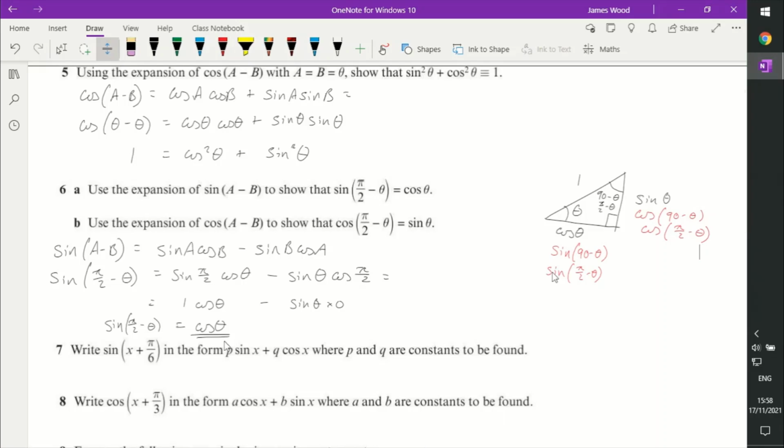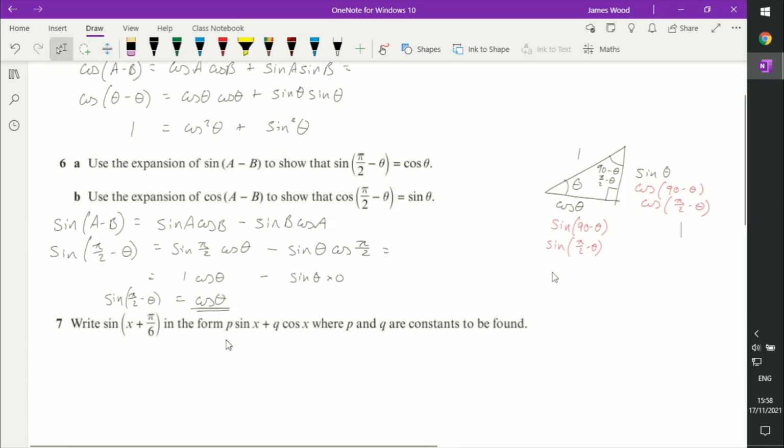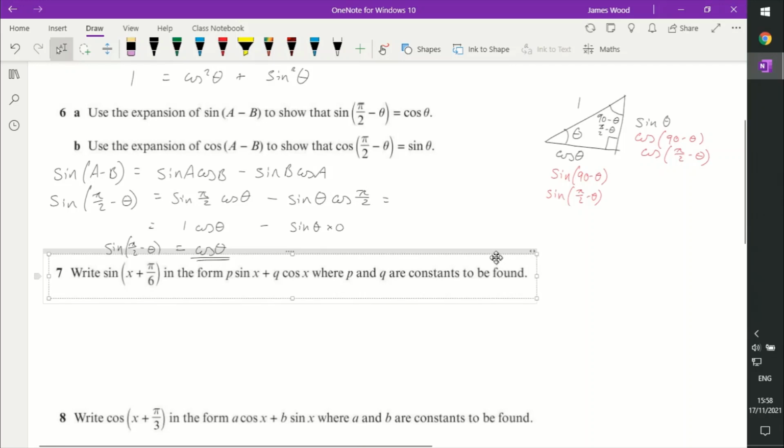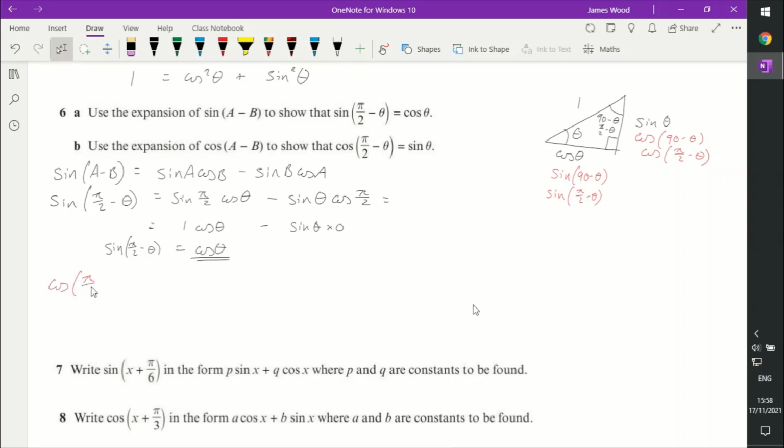Let's do part B of this question as well. So it says use the expansion of cos A minus B to prove the other result that I've just shown you with the triangle. So let's just go straight into it. So we'll do cos pi over 2 minus theta. So it's going to be cos pi over 2 cos theta plus sine pi over 2 sine theta.